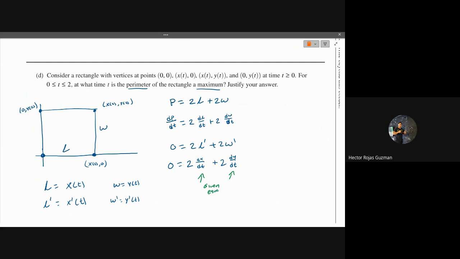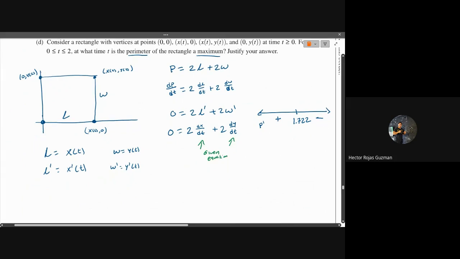given equations, you can go ahead and graph it on your calculator and find the critical point. When you graph the function 2x prime plus 2y prime and find your critical point, aka when the derivative is equal to 0, you're going to get 1.722. And because you're actually seeing the graph, you can see that the derivative of the perimeter is positive in the first interval and negative in the second interval. So, at what time t is the perimeter a maximum? At 1.722.